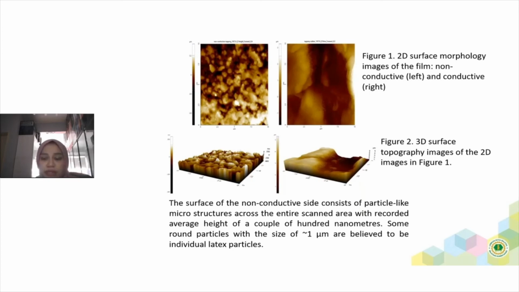Whereas in figure 2, the 3D images, on the left you can see the spherical structure of the latex, and on the right you can see the bumps, the white patches, representing the conductive regions. You can see the scan area, and the height is about 1 micrometer. It is believed to be the size of the round particle there, the individual latex particle.